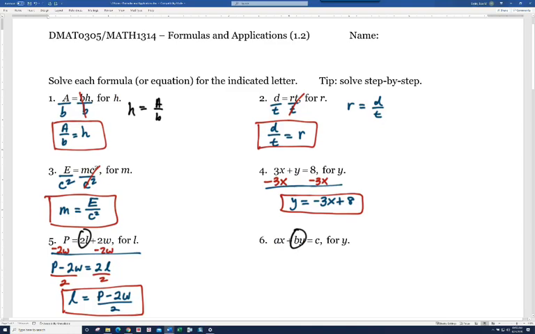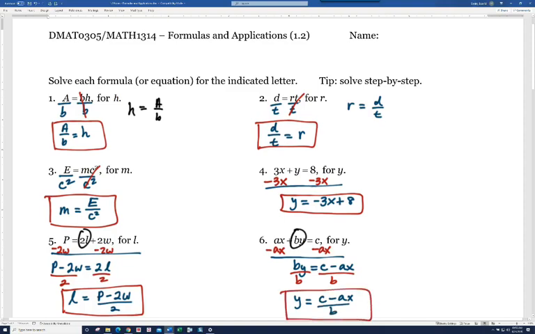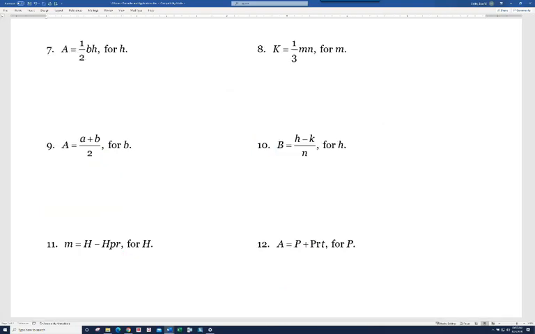So again, we don't want to mess with our by term. We're trying to solve for y. So we need to get rid of the ax term by subtracting ax on both sides. We're going to get by equals c minus ax. And again, if I want to solve for y here, I got to get rid of the b. So let's divide each side by b. And so we're going to get y equals c minus ax all over b. All right, let's move on to the next slide.